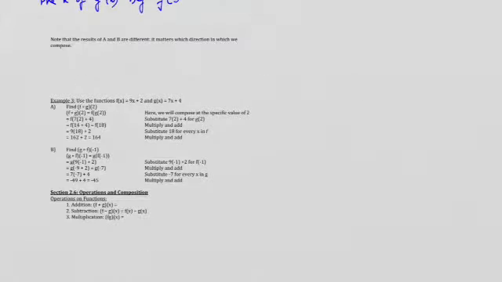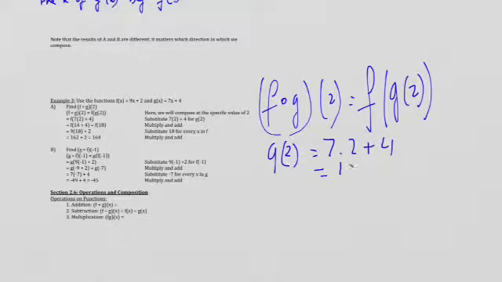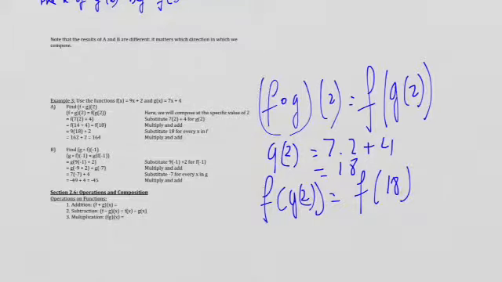So guys, let's look at the expression of f o g of 2. Well, I know that f o g of 2 is going to be f of g of 2. So if I calculate g of 2, what is g of 2? G of 2 is going to be 7 times 2 plus 4, which is going to be 18. And so now f of g of 2 is f of 18.